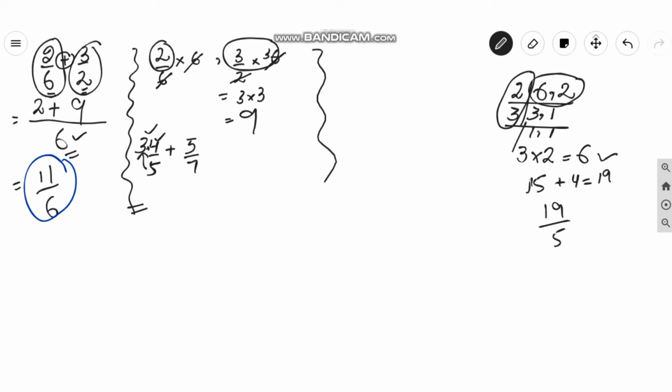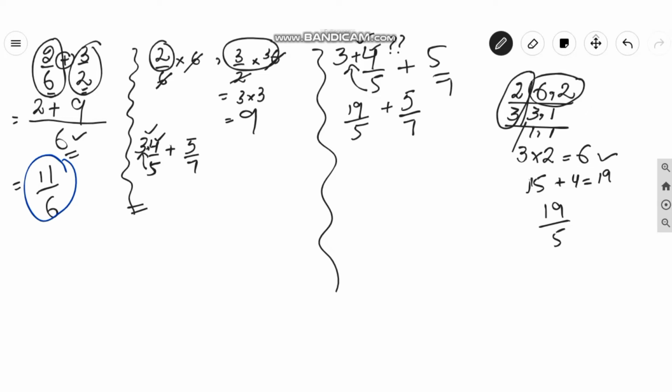Let's repeat it again. You are given 3 4 by 5 plus 5 by 7. First you have to simplify the first fraction. And how can you simplify it? Multiply 5 by 3 and then add the result with the next number. 5 3s are 15 and add 15 and 4. Your expression becomes 19 by 5 plus 5 by 7.